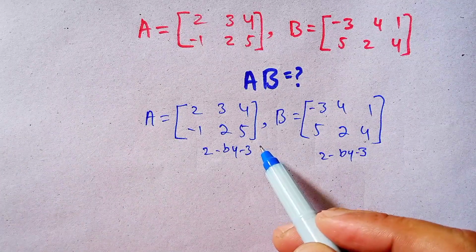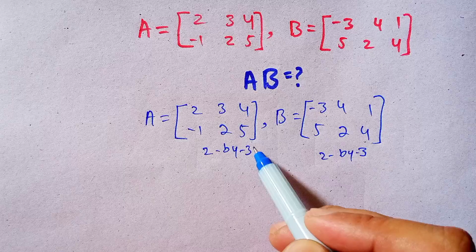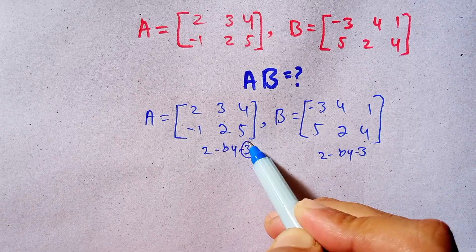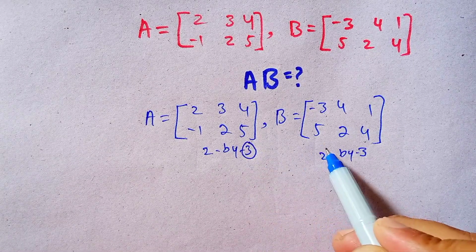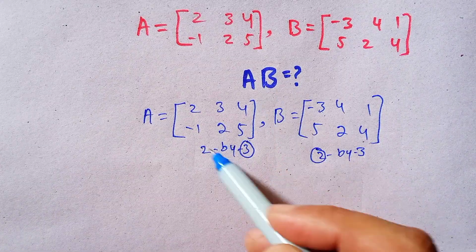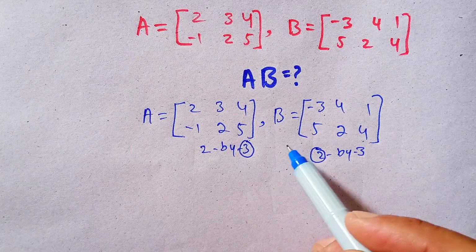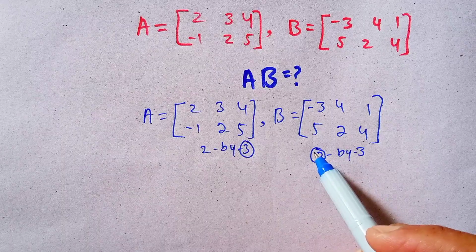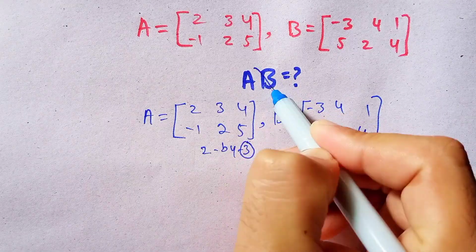Here, if we look at the two matrices, the number of columns of the first matrix, which is 3, is not equal to the number of rows of the second matrix, which is 2. So we cannot find out AB because the number of columns of matrix A is not equal to the number of rows of matrix B. So we cannot find out the value of AB.